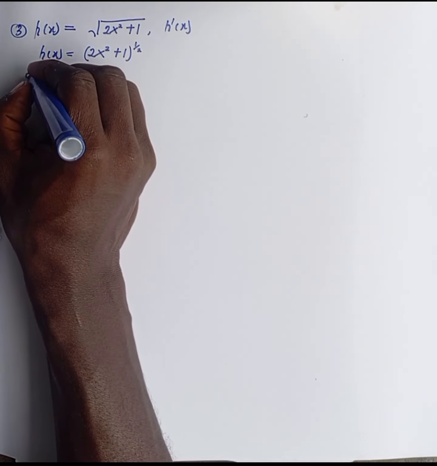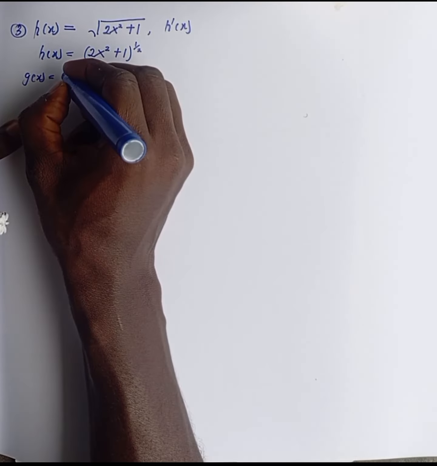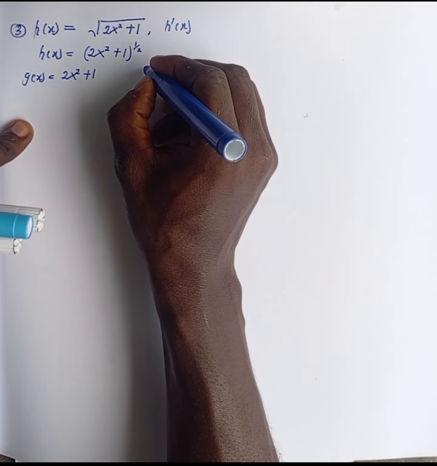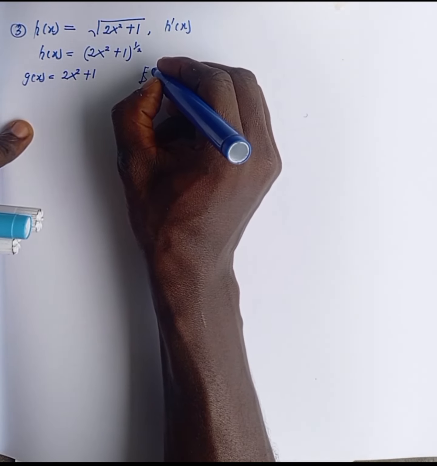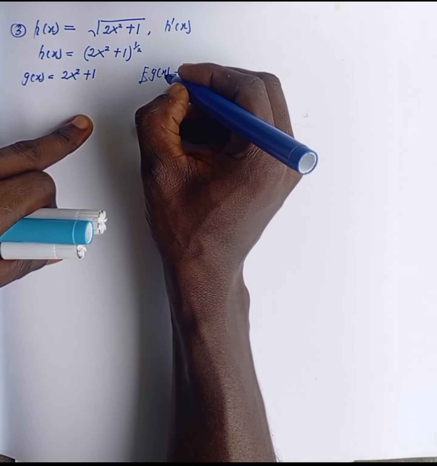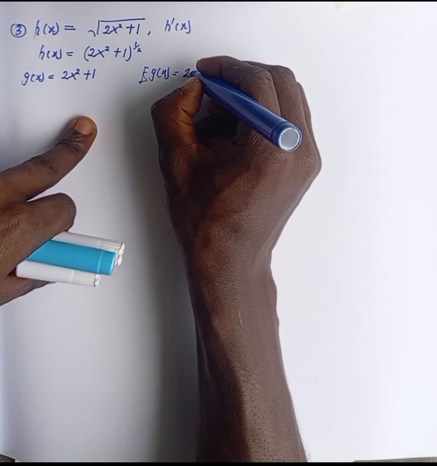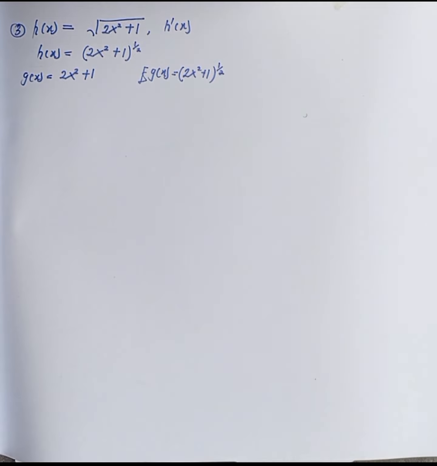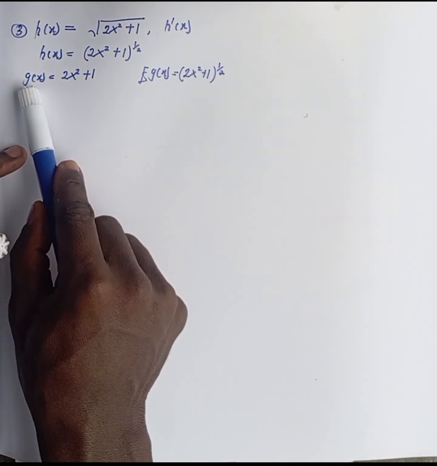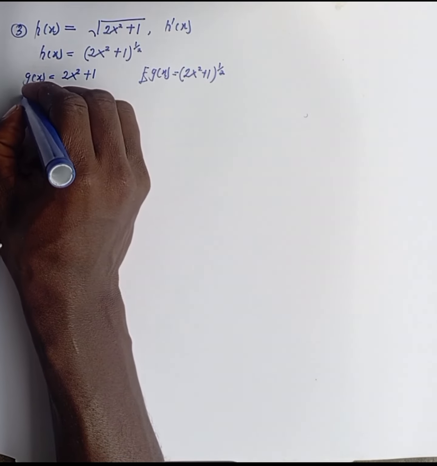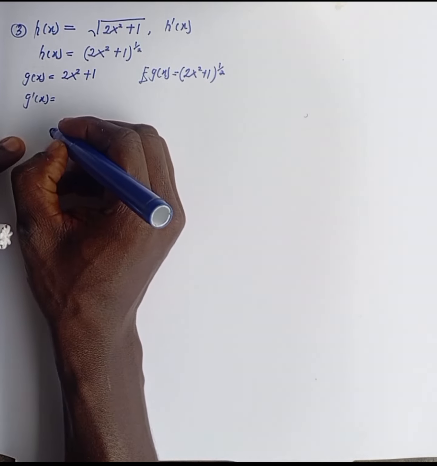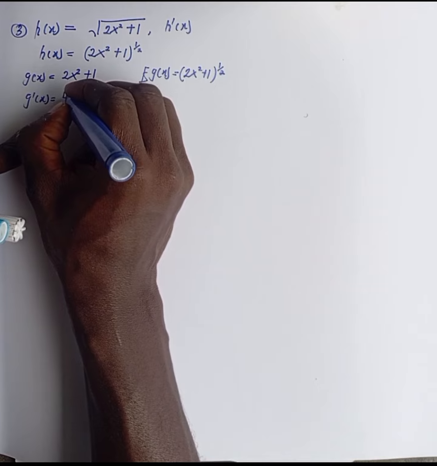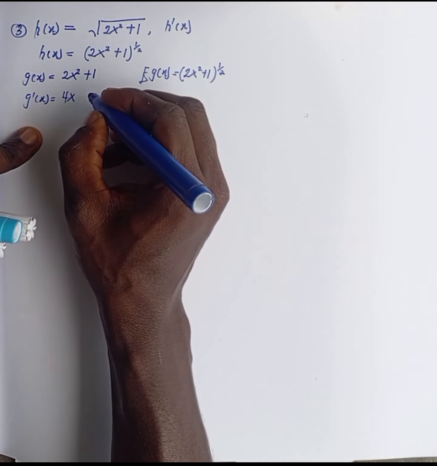So we call our inside function g of x, and that is what? 2x squared plus 1. And then we find our outside function, which is f of g of x, and that is going to be (2x squared plus 1) all raised to the power half. Then after that, we find the derivative of each of them. So we know that the derivative of g of x is given as what? g prime of x. So when we differentiate 2x squared, we are going to get 4x applying the power rule, and the derivative of a constant is 0.